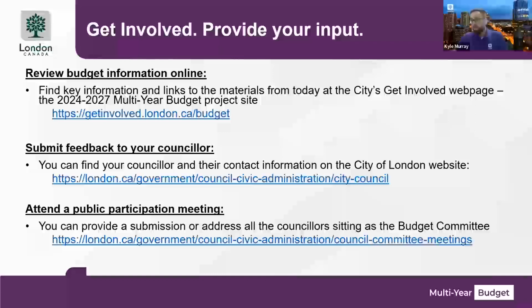Your other alternative, of course, if you don't want to reach out directly to your councillor, is you can also attend a public participation meeting. And I mentioned the 2 PPM opportunities that we have scheduled. That is your chance to address all of council, not just your specific councillor. So it's really your choice whether you want to engage directly with your specific councillor or all councillors. But certainly the public participation meetings provide the opportunity to address all of council sitting as the budget committee. I've included a link here on screen where you can find out more about public participation meetings and how to participate in those.